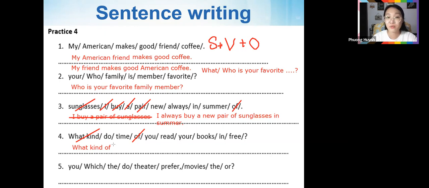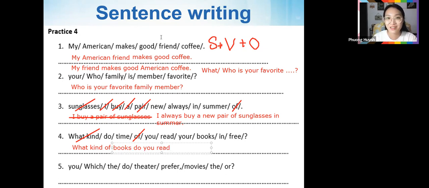Everybody, so this one you say what kind of what? What kind of books, right? What kind of books? Rồi đó là câu hỏi, sau đó mình cho trợ từ vô, what kind of books. Trợ từ là do, chủ ngữ là you, động từ là read. So what kind of books do you read?